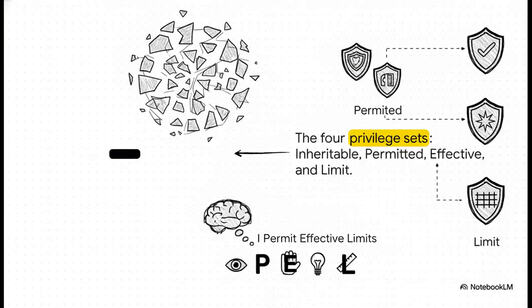The first part of the solution is to just shatter the power of root. Instead of one superuser, Solaris breaks its power into more than 68 tiny, fine-grained privileges, and these are managed in 4 distinct sets. For an exam, remember the mnemonic, I permit effective limits. That's for inheritable, permitted, effective, and limit. This lets the system give a process only the exact privilege it needs for only as long as it needs it.